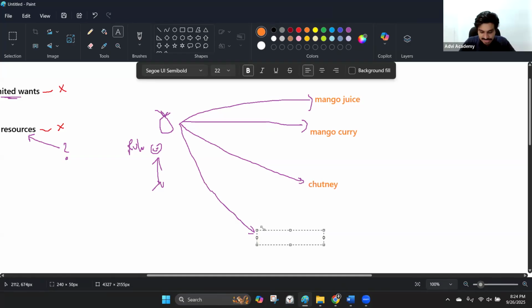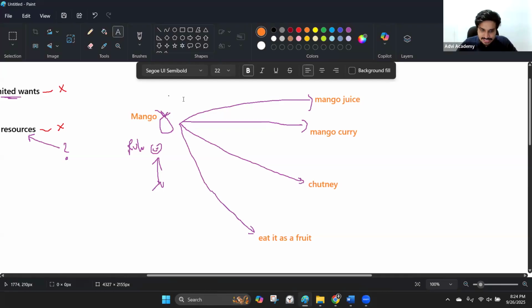Maybe eat it as a fruit. That is also one of the uses, right? Or maybe you can make jam out of it or acharu out of it, or you can cook it. That is the mango curry part, right? Or yeah, so you have all of these different reasons. Yes, these are the different uses. So mango is the resource we are talking about.